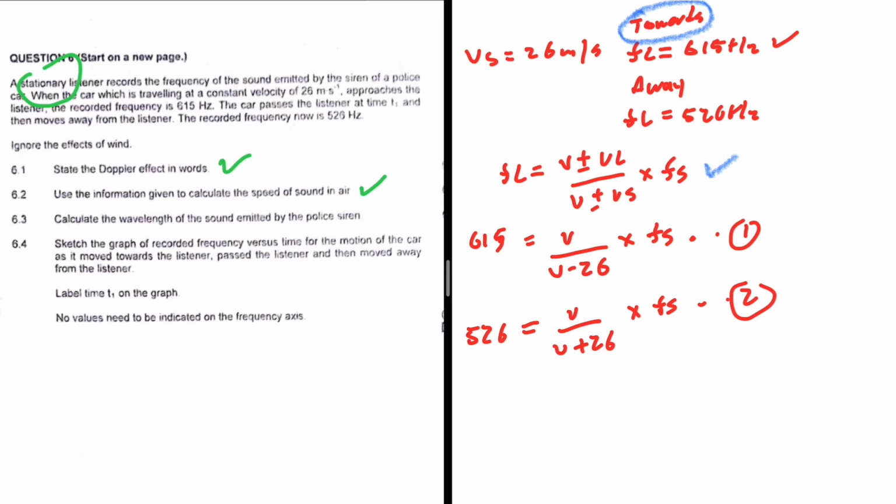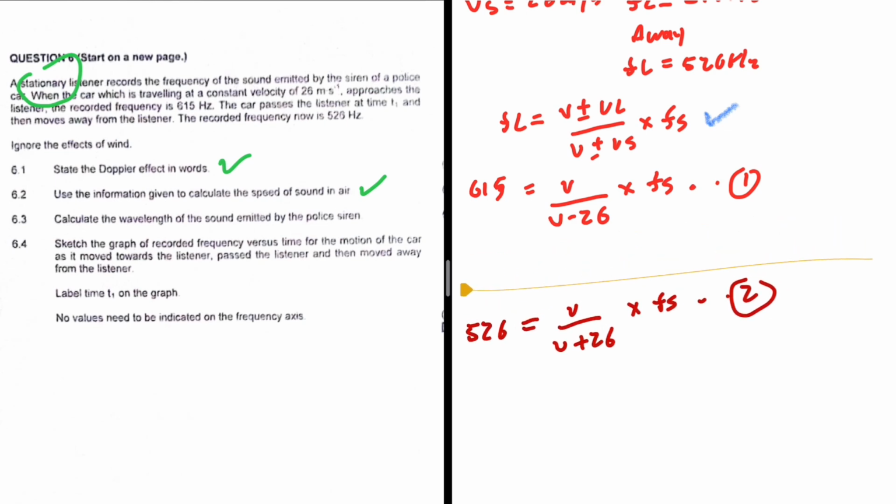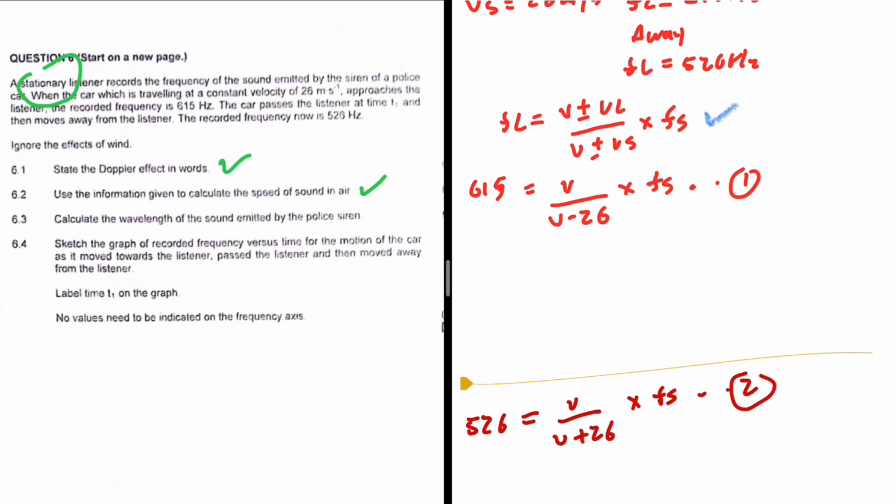So how can we possibly do that? Well, we have two unknown variables. Either we make Fs the subject of the formula in equation 1 and substitute in equation 2, or we can make V the subject of the formula in equation 1 and substitute in equation 2. Whatever we decide to do, it's all going to work out. So let's see which one is the easier case here. Can we easily make Fs the subject of the formula in equation 1? I think so. Let's take a look at what we can do.